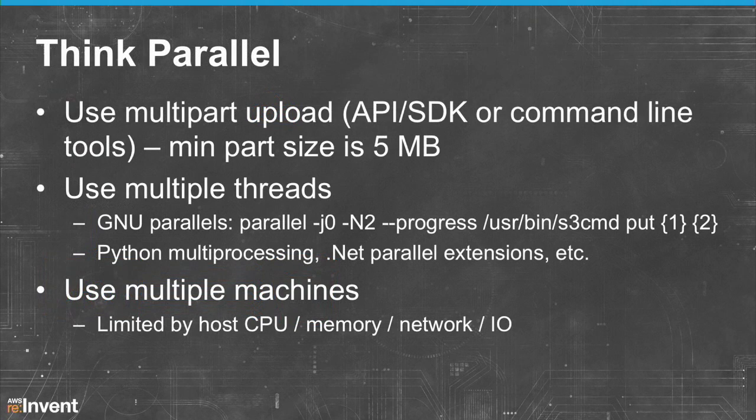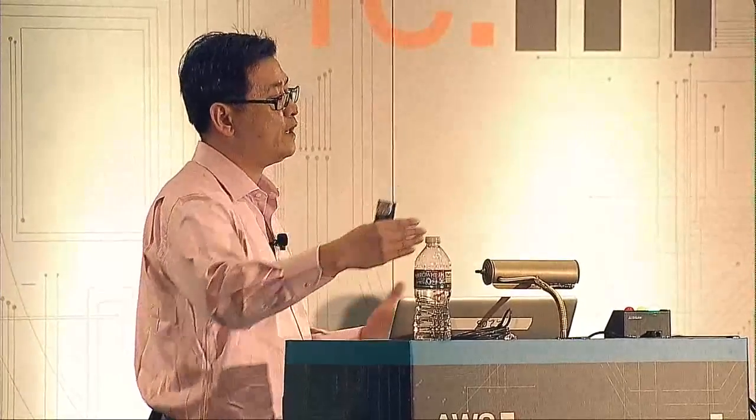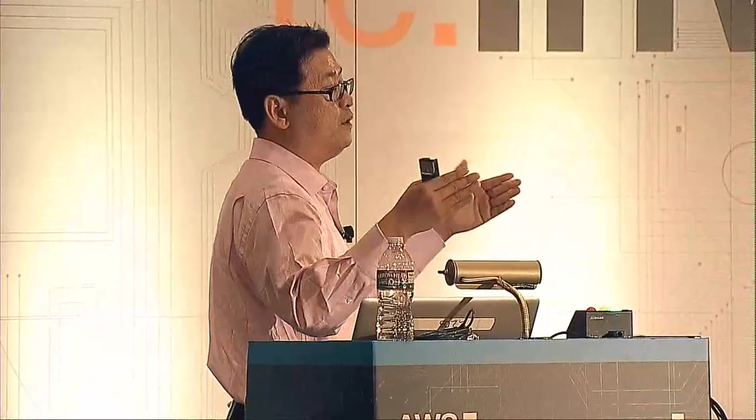At the end, whenever you're interacting, especially if you want to replicate data into AWS, think parallel. You can definitely create your own application using the API and SDK, and always think about multi-part upload when interacting with S3. Also, you can create multiple threads. There are multiple ways to do it, and if you are using .NET, there's a parallel extension that you can leverage. Creating multiple threads will give you the additional throughput and parallelism that you need.